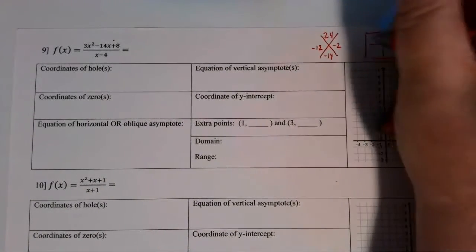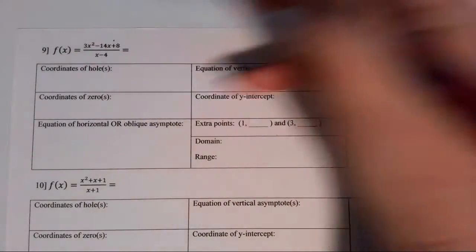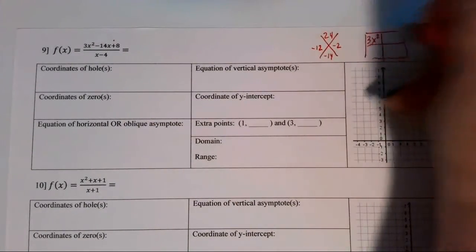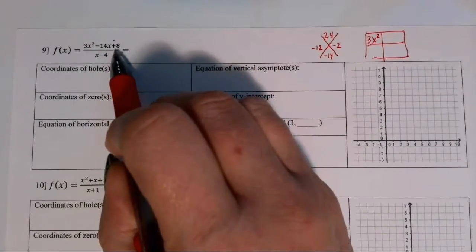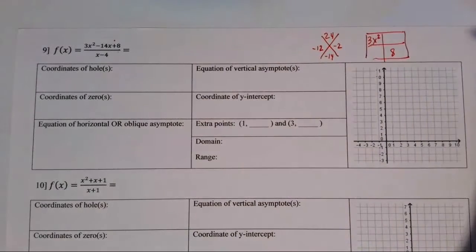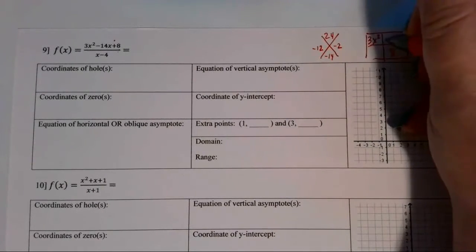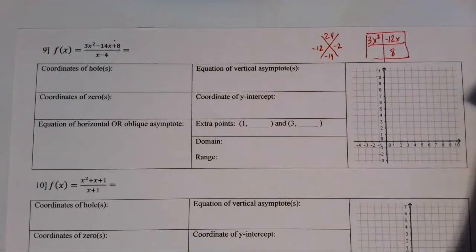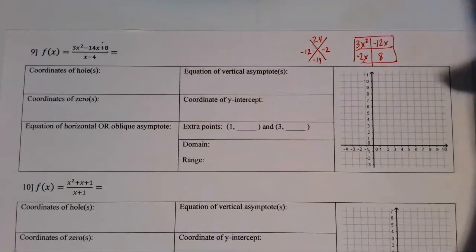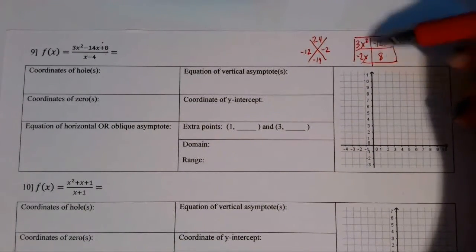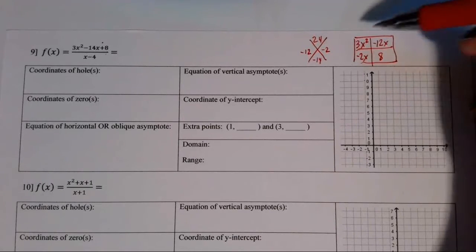And then the first term goes in the first box, that's a 3x squared. Last term goes in the last box, that's an 8. And then the diagonal gets the values from our crisscross, negative 12 with an x and a negative 2 with an x. So then we go across each row and up and down each column looking for the GCF.